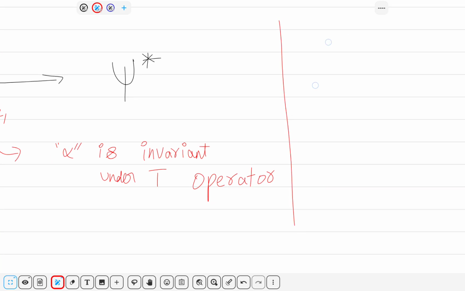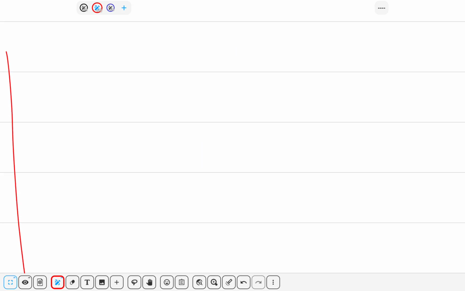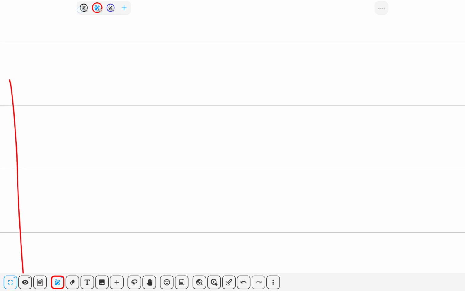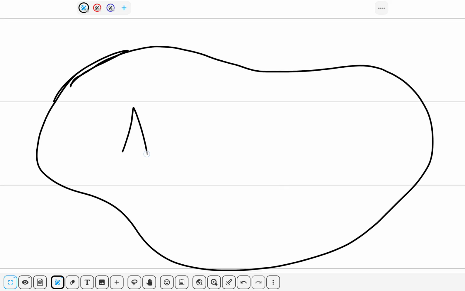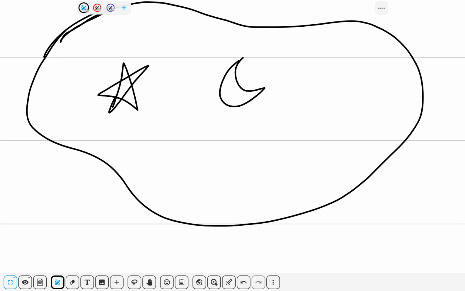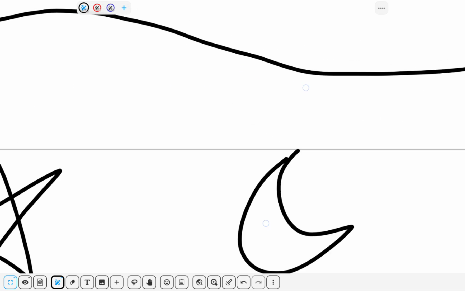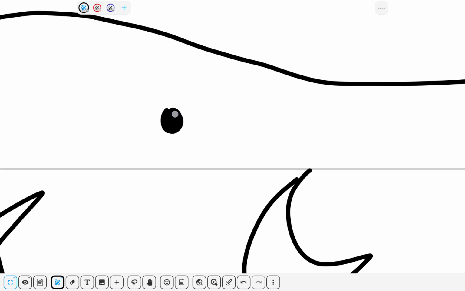So let's first study group theory from a mathematical point of view. What is group theory? Suppose you have a set of things. You have, let's say, a star, and let's say you have a moon, and you have some, I don't know, square, a triangle, and let's add a circle, and with all this, let's say you also have a point. I will tell what this point does.